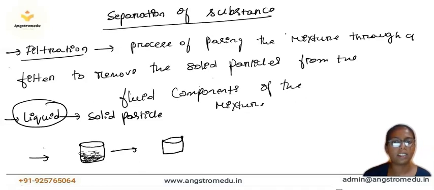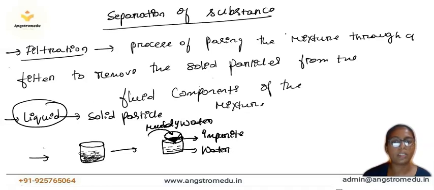If we place filter paper over it, for example, let's consider this as a filter paper. If we pour the muddy water through the filter paper, the muddy components, these impurities, will settle on the filter paper itself. So we will get the pure form of water here. This is the water. So here we separated the solid particles from the liquid.